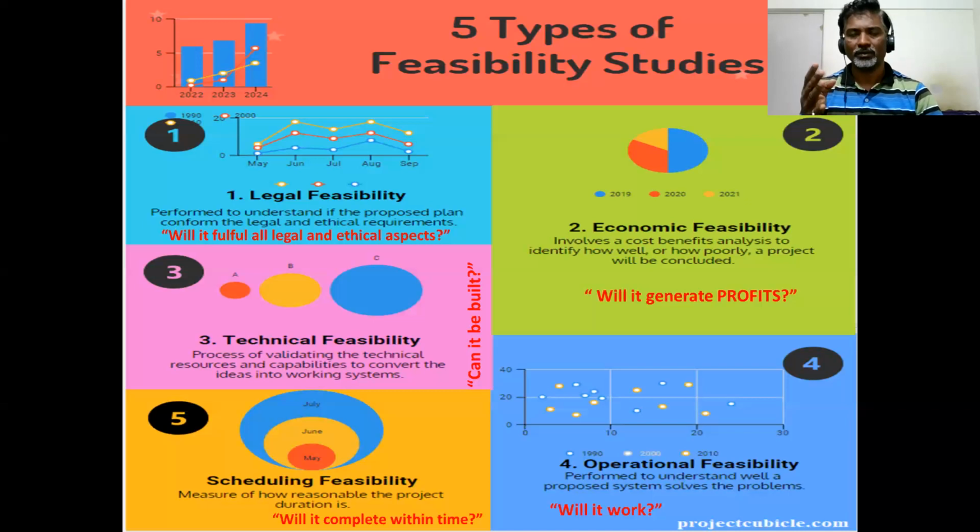And the last one is cultural or organizational feasibility. So what software or what system you are building, whether that suits the organizational culture or not. If it suits the organizational culture, then we can say this study is organizationally feasible or culturally feasible. So these are basically five different types. Once again, we'll take a small review.